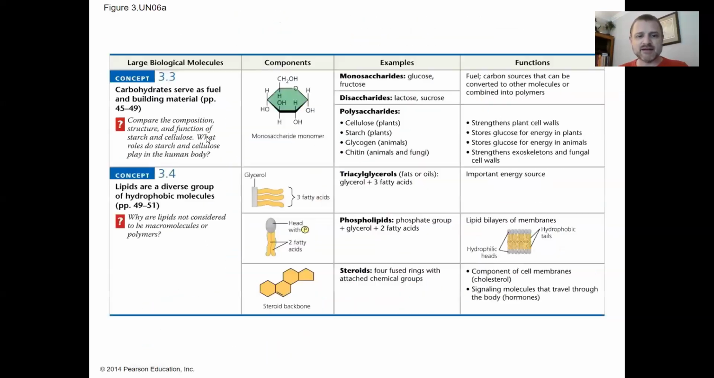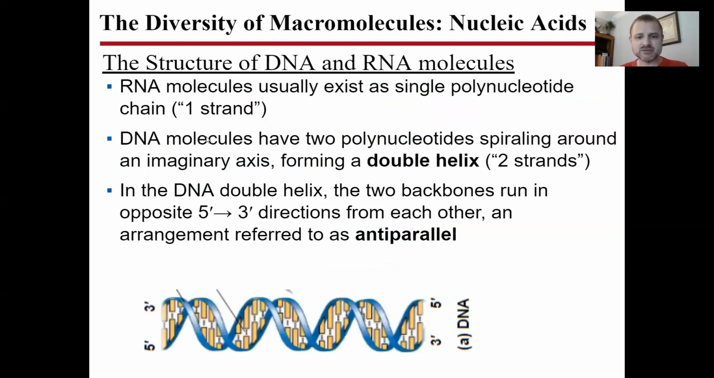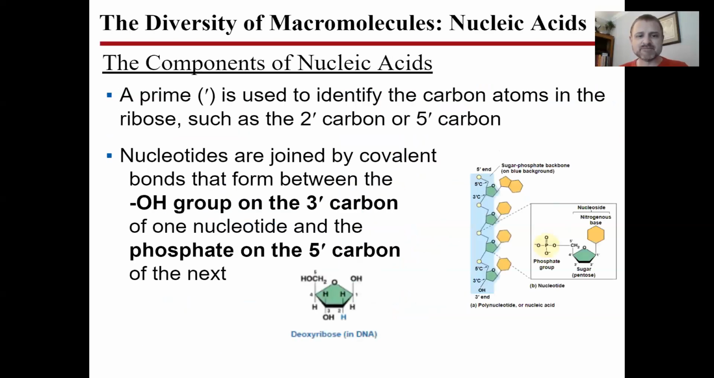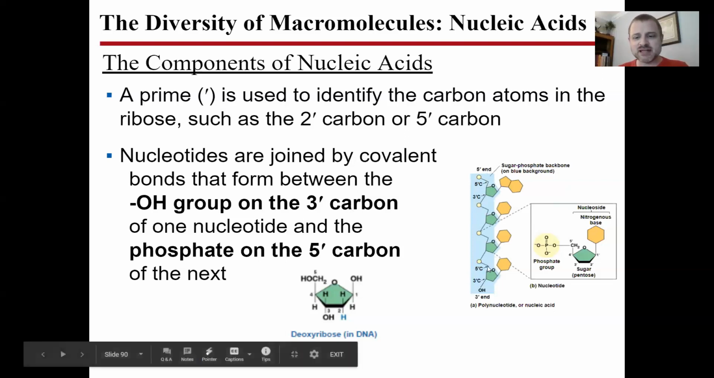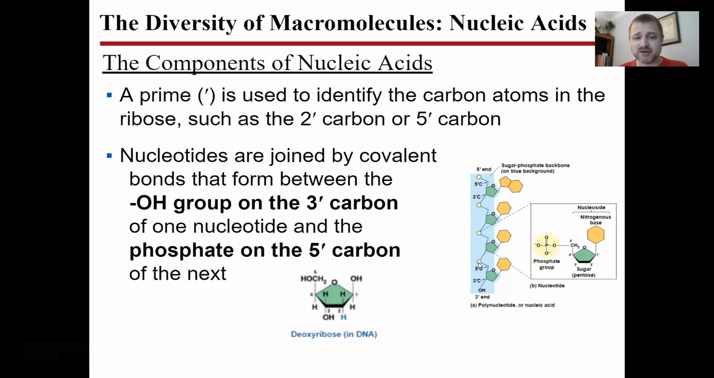So we discussed the prime notation of carbons. When you join nucleotides together, just look at the picture. This 5' carbon is attached to a phosphate group. That phosphate group is attached to the 3' carbon of the next nucleotide. Now keep going. That nucleotide has a 5' carbon, which goes to a phosphate group. The phosphate group goes to the 3' carbon of the next nucleotide.